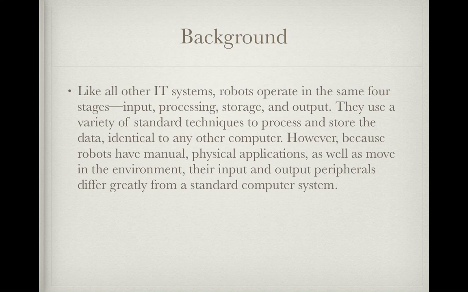Background. I just want to give you guys a little information so you understand some of the things I'm talking about. Like all other IT systems, robots operate in the same four stages: input, processing, storage, and output. They use a variety of standard techniques to process and store the data, identical to any other computer. However, because robots have manual physical applications as well as move around in their environment, their input and output peripherals differ greatly from a standard computer system. Now in this video, we will mostly be discussing the input peripherals, but in my next video, we will be discussing the output.